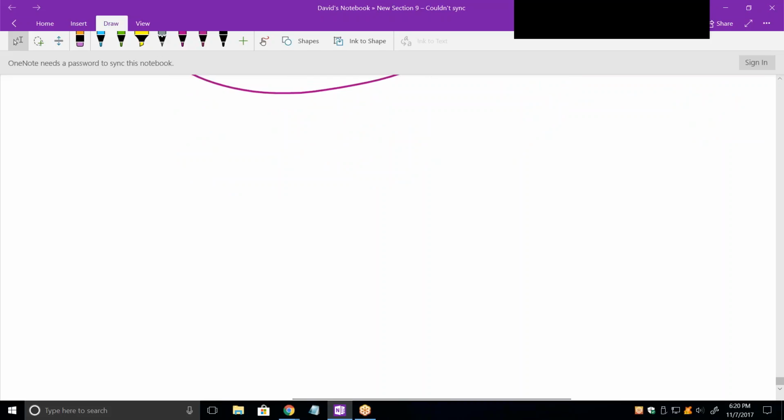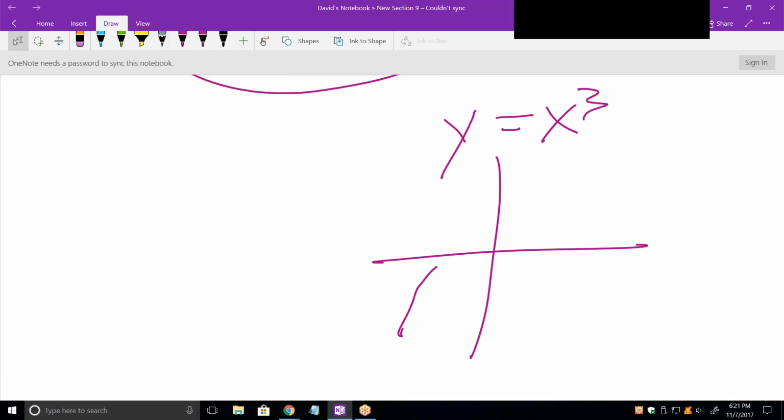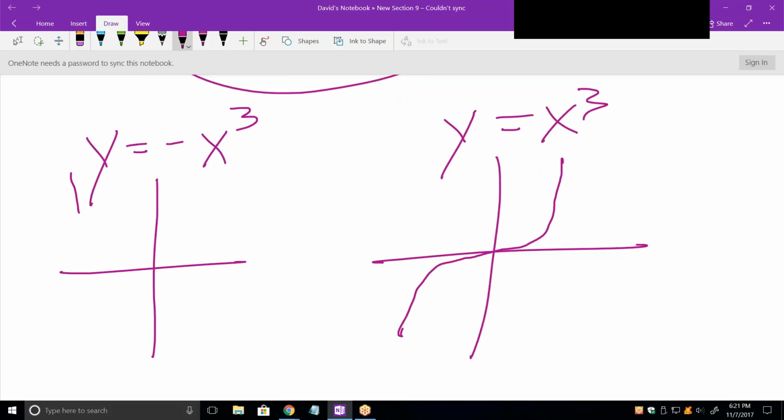Depends. If I say y equals x cubed, that looks like this. But if I say y equals minus x cubed, it looks like this. It does the opposite. So that sign on that coefficient makes the difference between this thing coming from positive infinity on the left, or on the right, coming up from negative infinity. So it's a huge difference.